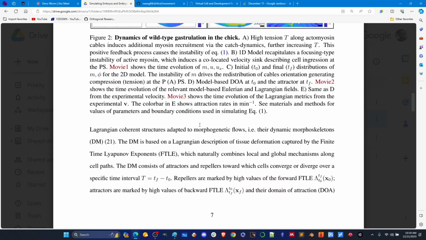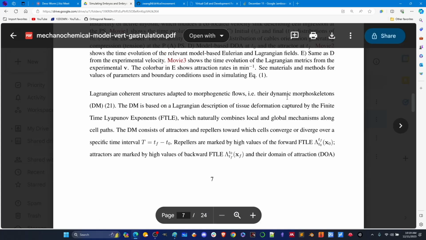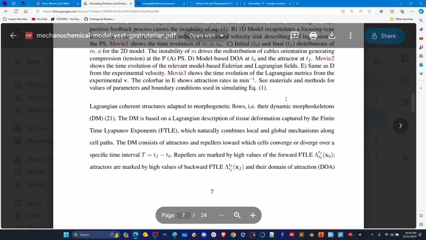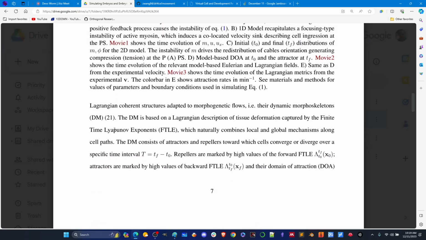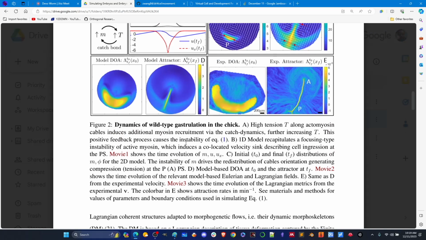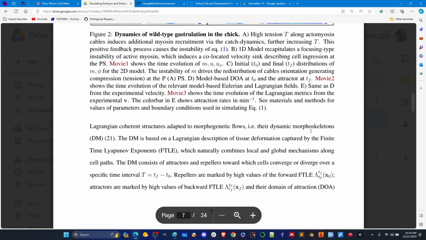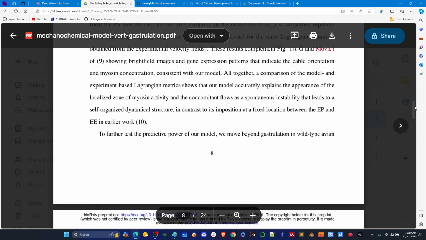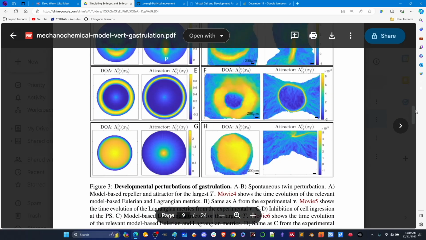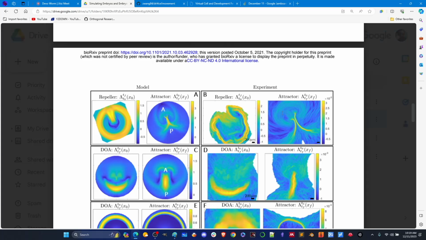So this kind of goes through. They're using FTLE models, which are finite time Lyapunov exponents. So this is where you model from one time point to another, and you look at the trajectory between those time points, and you do some Lagrangian stuff to it, and it's good stuff. So this is just more about the developmental perturbations, so we can actually perturb this in different ways. We can look at model and experiment, and we can match those two together.